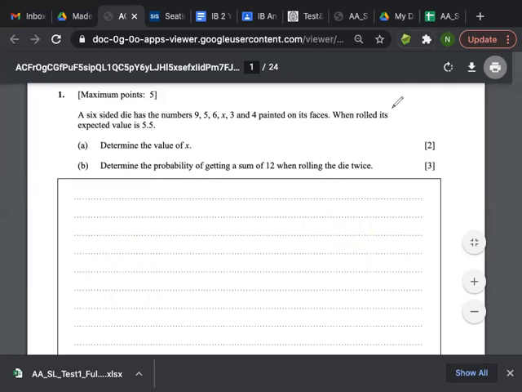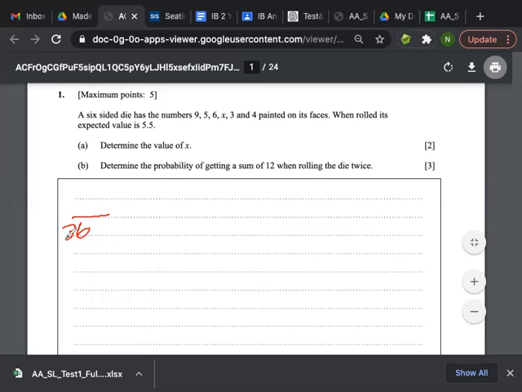Determine the probability of getting a sum of 12 when rolling the die twice. Now, when I roll a die twice, how many potential outcomes are there? 36. Yes, there's 6 options and 6 options, but the number of combinations of those is 36. So I know that this answer is going to be out of 36. So that's one thing I know.